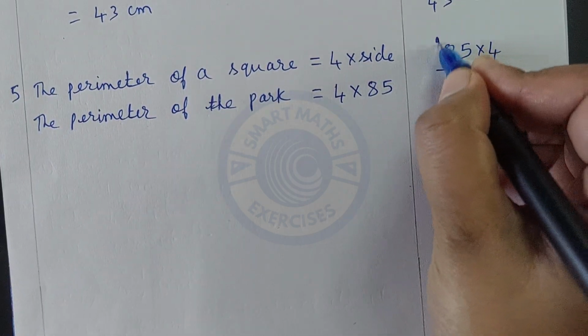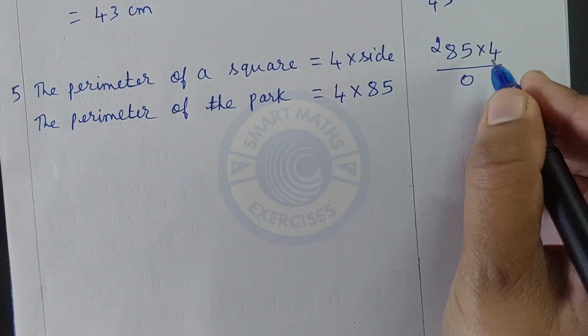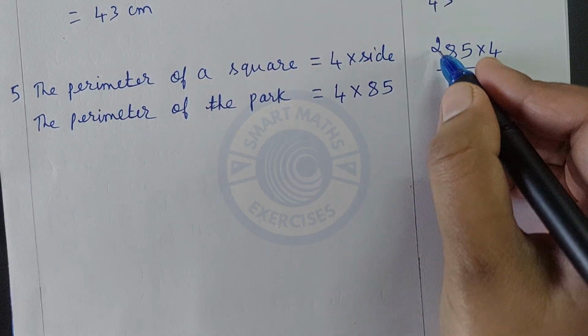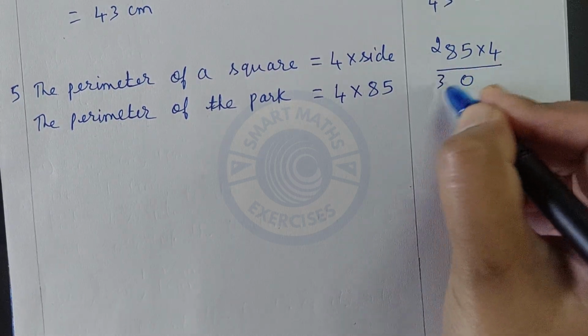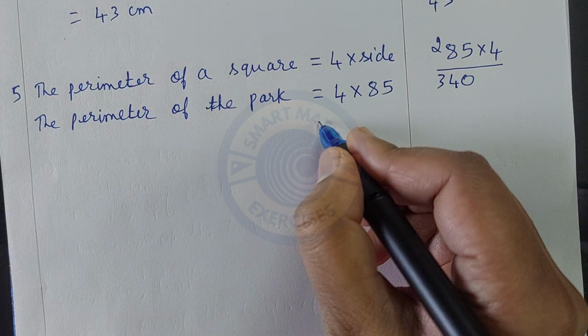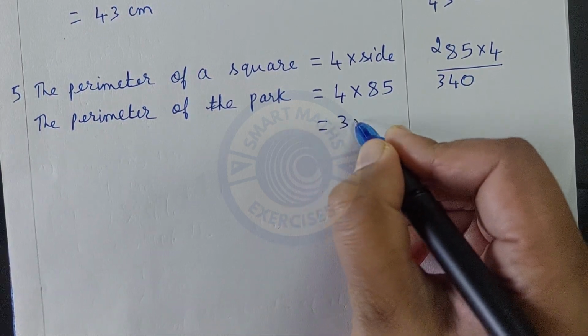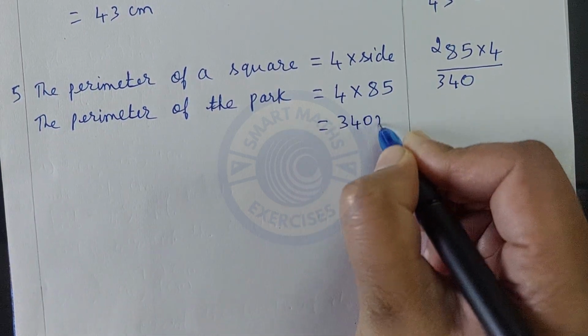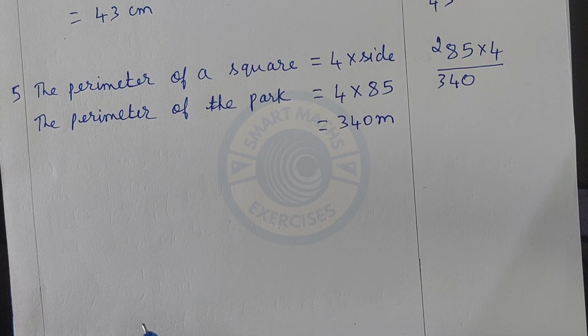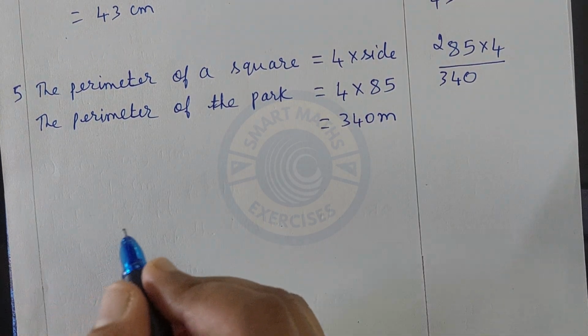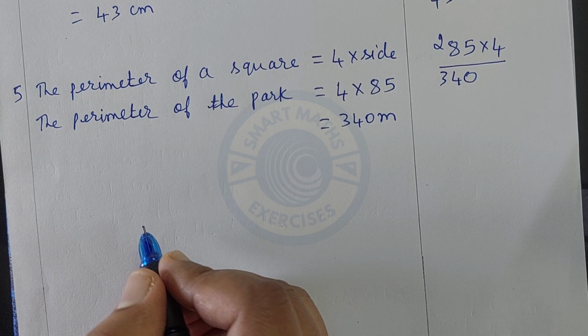4 5s are 20. 4 8s are 32. 32 plus 2 is 34. So perimeter is 340 meters. Now they've asked that Akbar jogged around the park 5 times. How much did he jog on that day? We have to find out how much did he jog on that day.